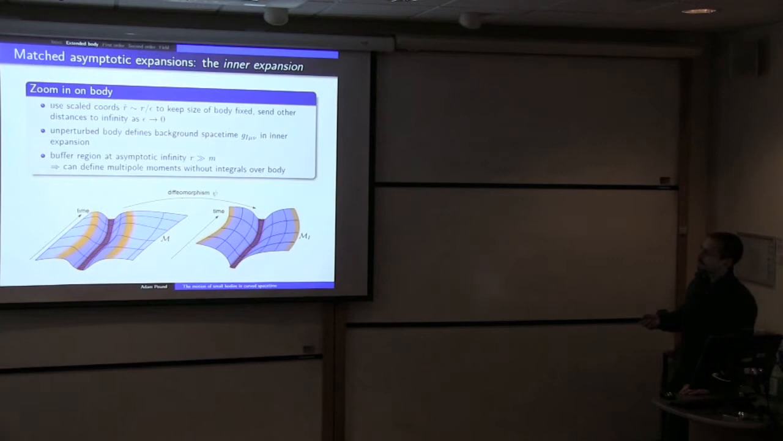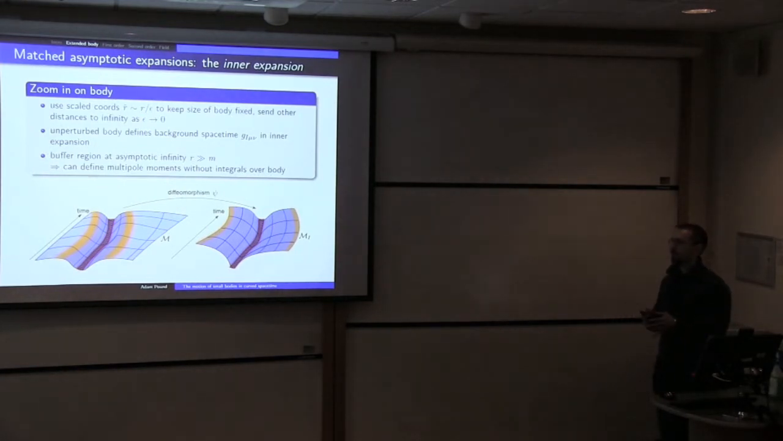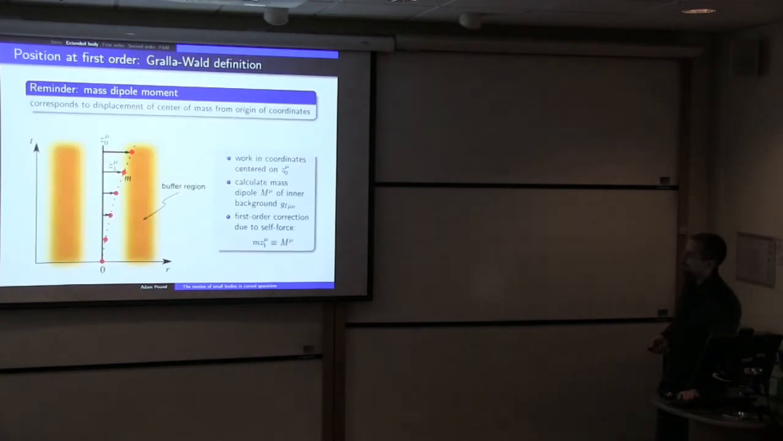Now when you take this limit, the background space-time that you get is the background of the small object itself if it were isolated, so if it were not interacting with the external universe at all. And in that space-time, the buffer region is getting sent out towards asymptotic infinity. So you can sit in the buffer region and you can define multipole moments from the form of the metric in the buffer region. You don't need to integrate over the body or anything like that. You just look far away, identify multipole moments from the form of the metric. And those multipole moments are all the information that you need.